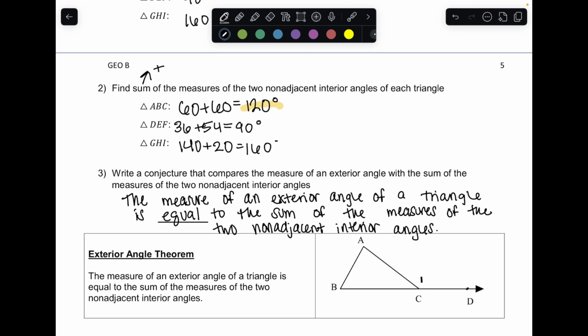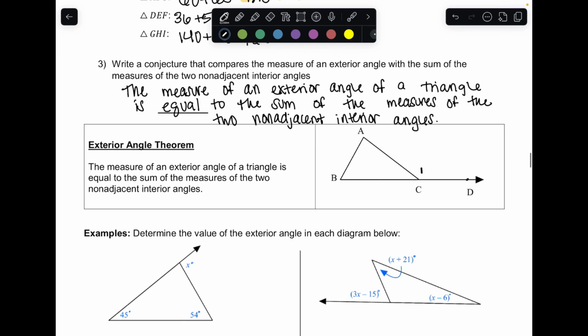So that's what we found. We found that the sum and the exterior angles were equal. So that leads us into the exterior angle theorem. It says the conjecture that we just said, that angle 1 here is equal to the measure of angle A plus the measure of angle B. Angle 1 is our exterior angle, and angle A and B are the two non-adjacent interior angles. Okay?